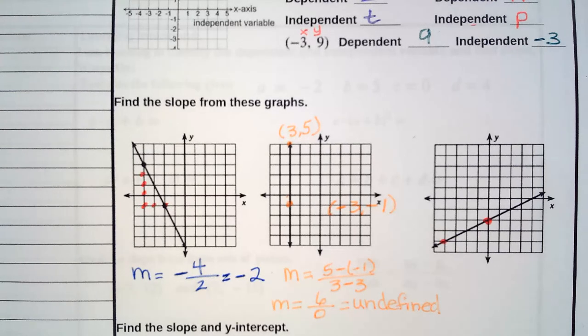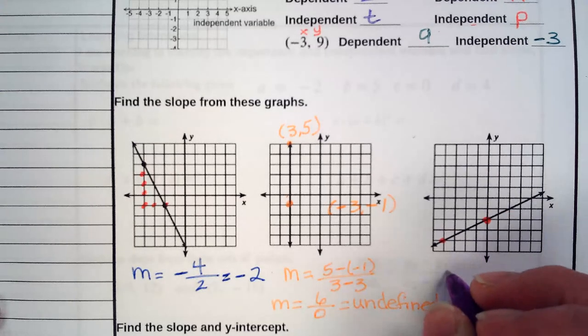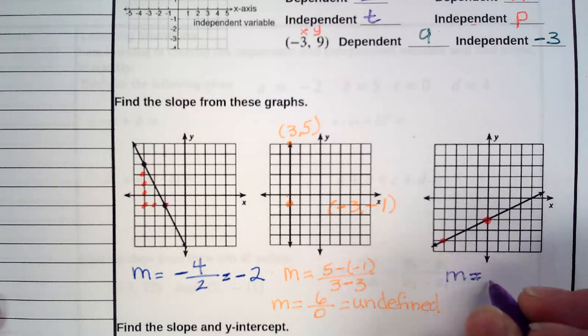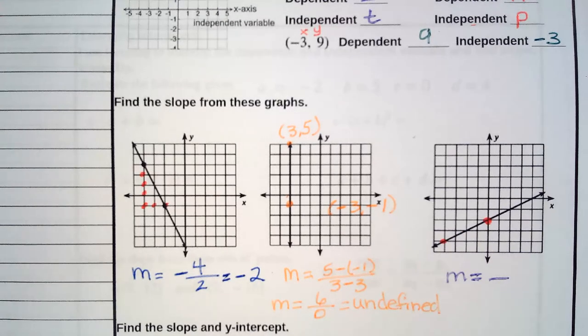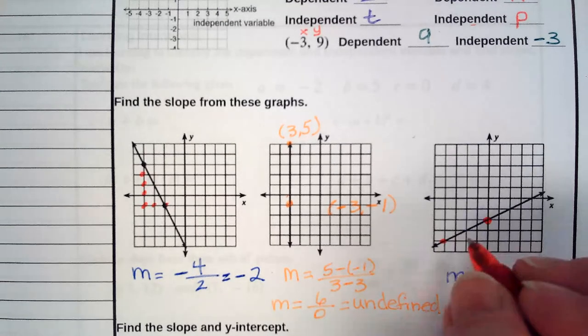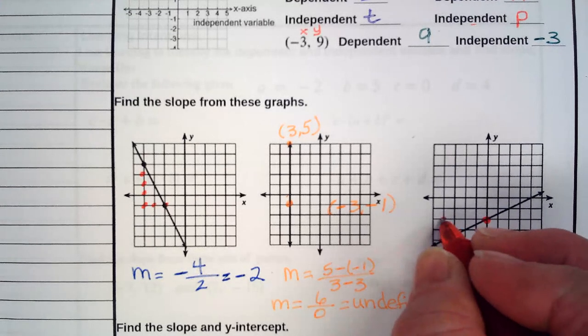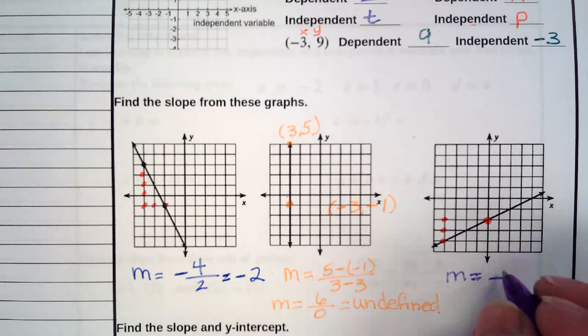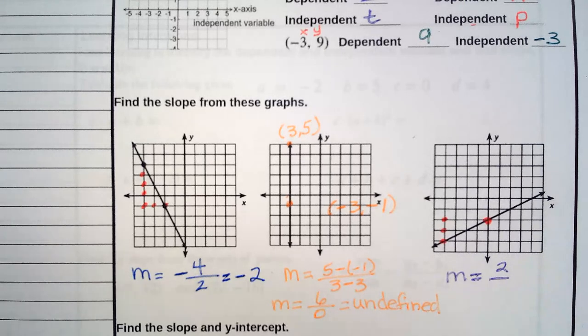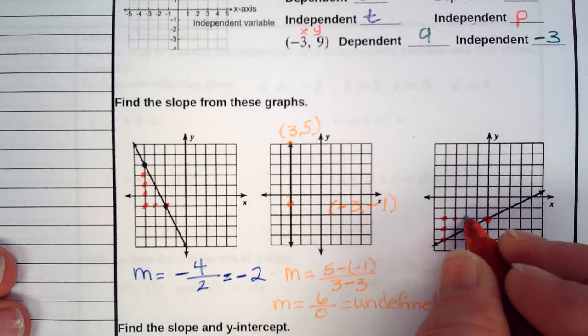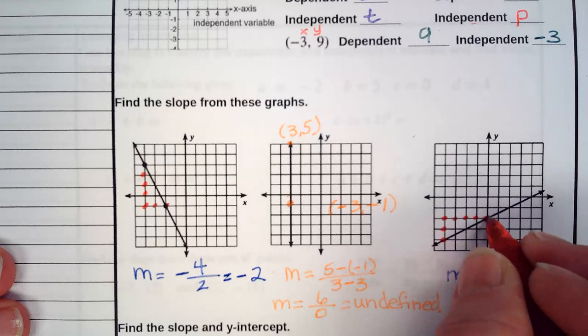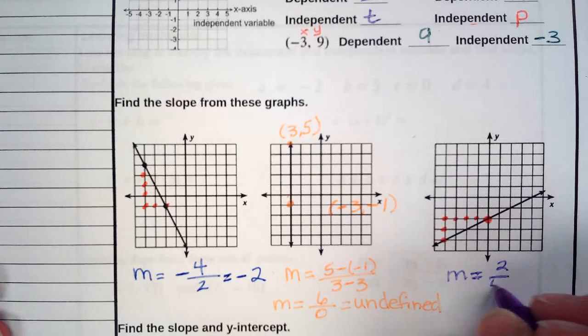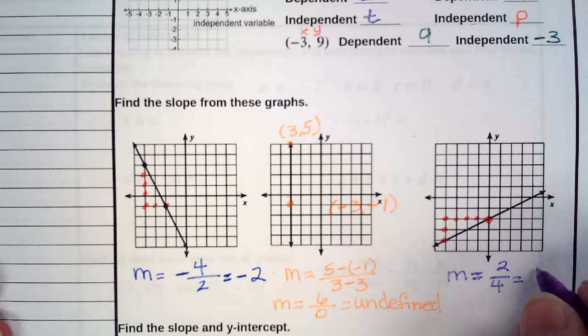So as I am looking at this, it's positive, so I don't need to put the plus there. I'm going up 1, 2. My rise is 2. My run is 1, 2, 3, 4. 2 over 4 simplifies to 1 over 2.